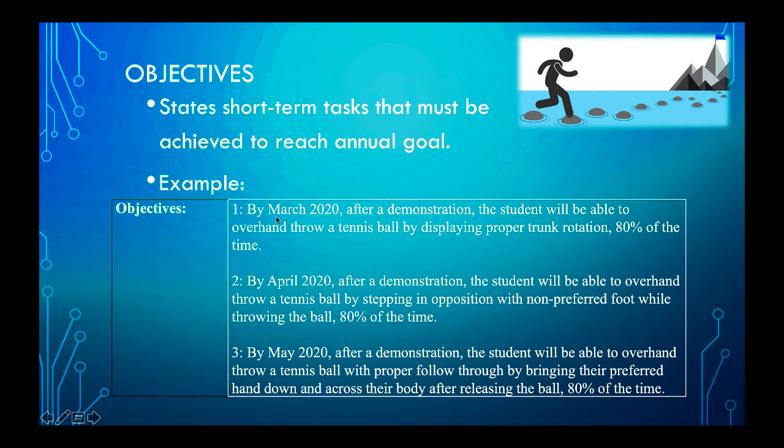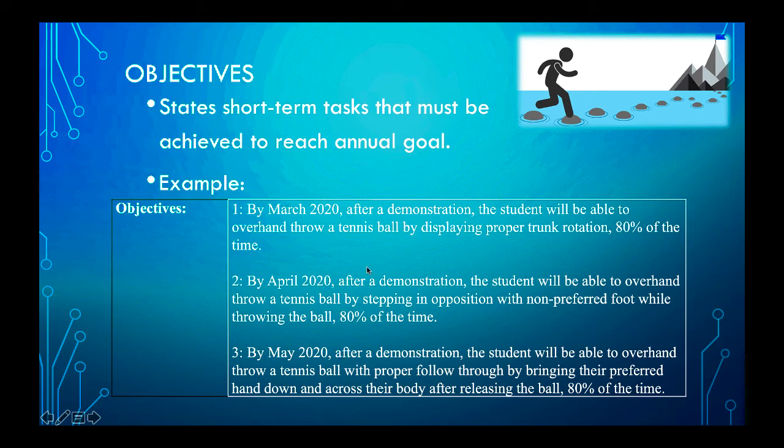So first objective here, by March 2020, after a demonstration, the student will be able to overhand throw a tennis ball by displaying proper trunk rotation 80% of the time. And again, you can see I'm keeping consistent with 80% of the time, keeping consistent with the equipment, the tennis ball, keeping consistent with the condition after a demonstration. And I am changing the date because I'm building on their skill. I should be showing progression of their skill, that they're going to obtain this, then in another month they'll obtain this, another month, and then by the end of the semester they obtain their goal.